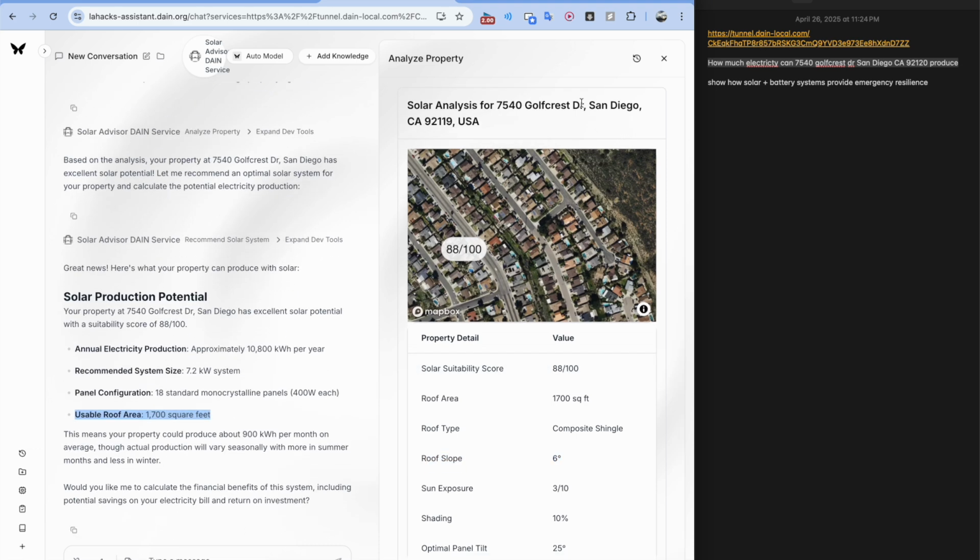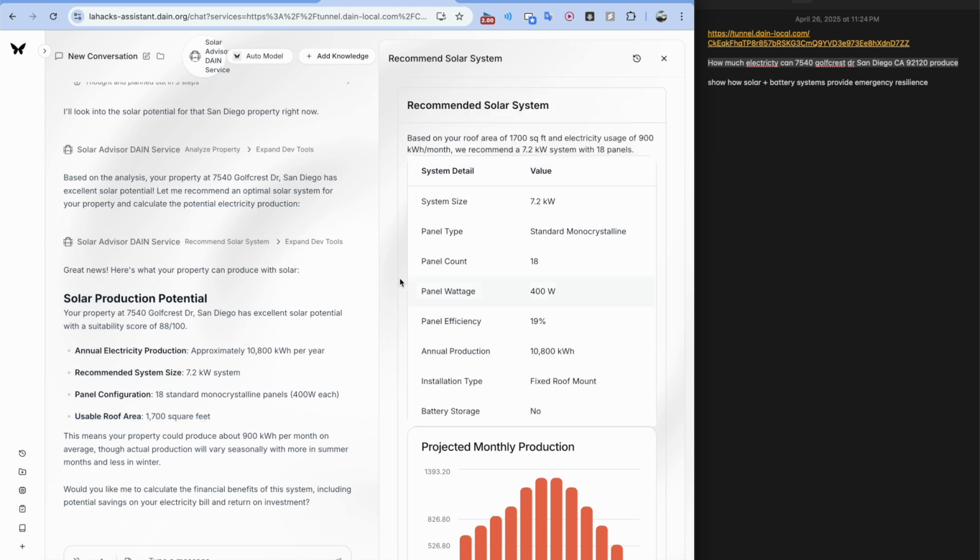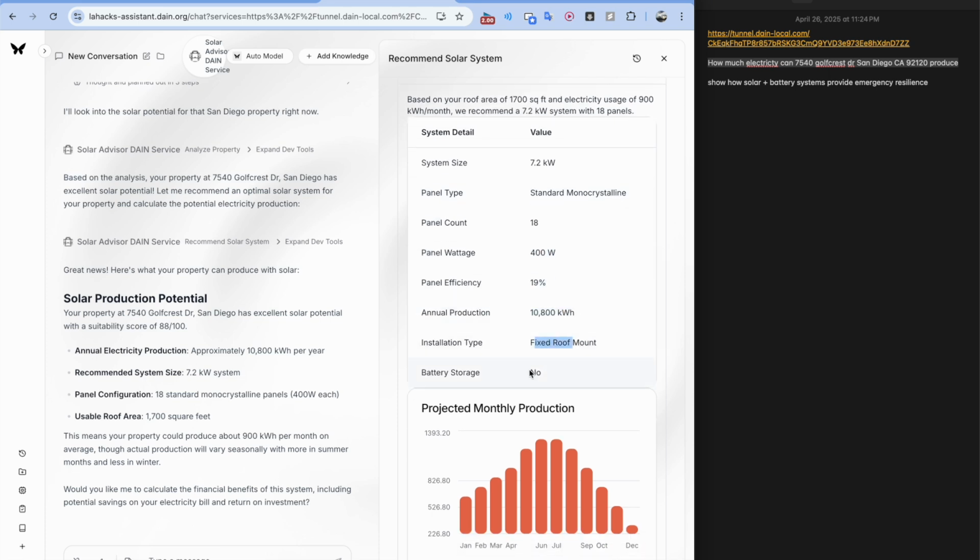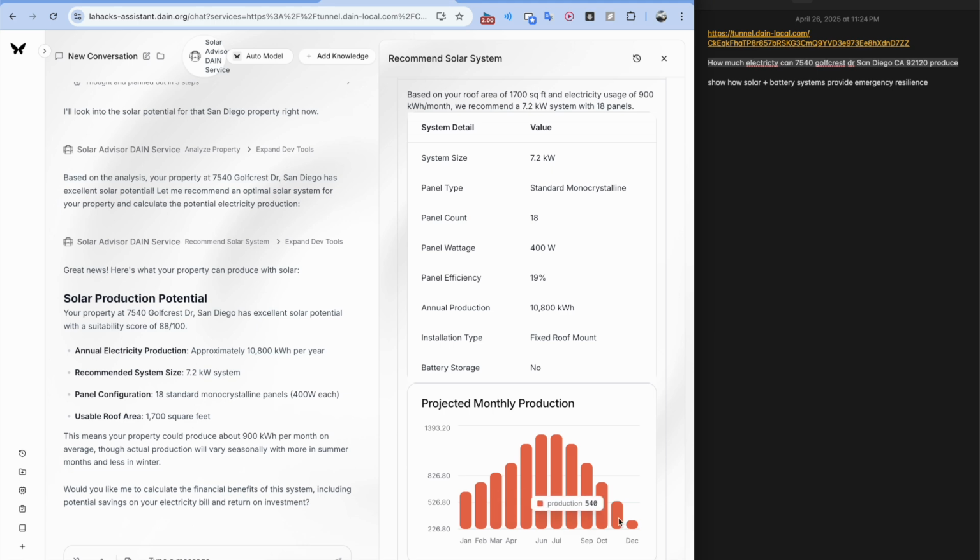Of course, if you go to our financial data that's given to our UI here, we also have a recommended solar system, size, panel type, which is monocrystalline, a type of material, how many panels we should have, the wattage, panel efficiency, annual production, installation type, and battery storage. This is all generated by Gemini based on the house that we have and the image data that we have. Now, of course, we also have projected monthly production here. Of course, you see in the summer, it's going to be higher because that's when the sun is out more.